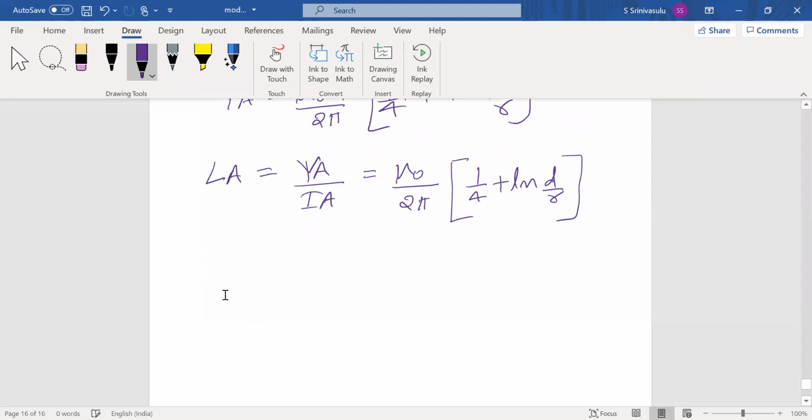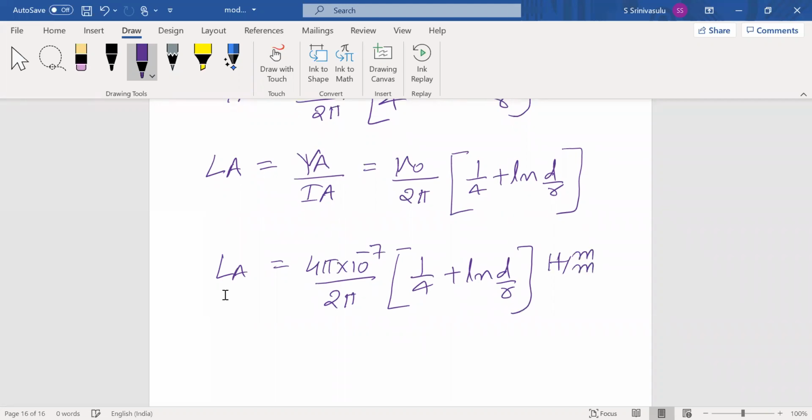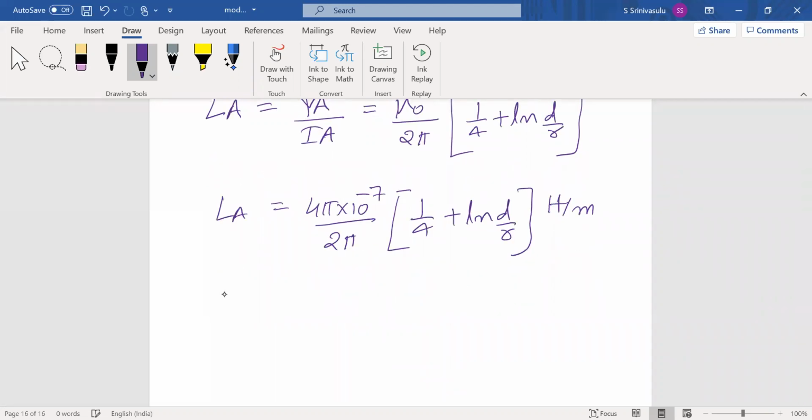Again, if you expand, what is the mu naught value? L_A equal to mu naught, equal to how much? 4 pi into 10 power minus 7. You can expand by 2 pi. So 1 by 4 plus ln of D by r. Per Henry per meter we are calculating, not for total. Now 2 pi will get cancelled, 2 into 2 get cancelled. Finally, what will we get? L equal to 10 power minus 7, and the 2 will go that side, that is 1 by 2.